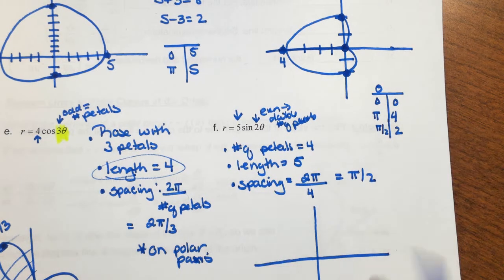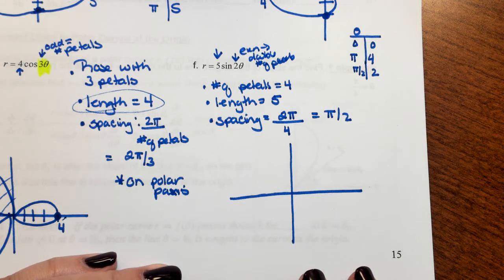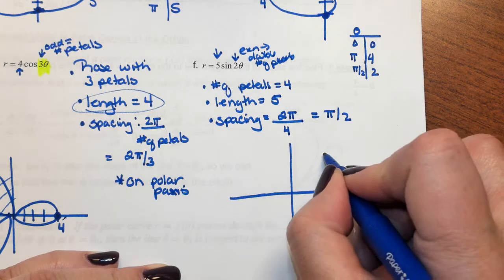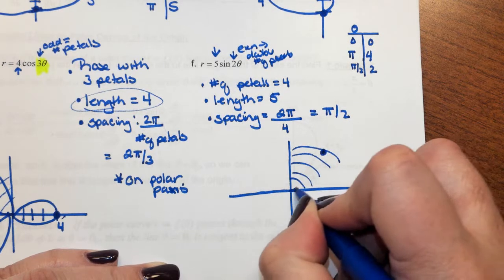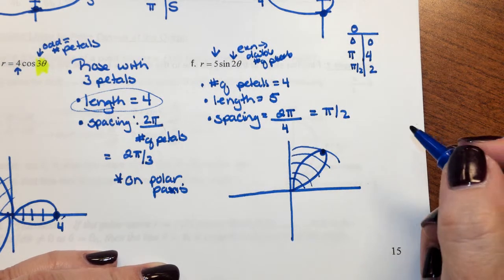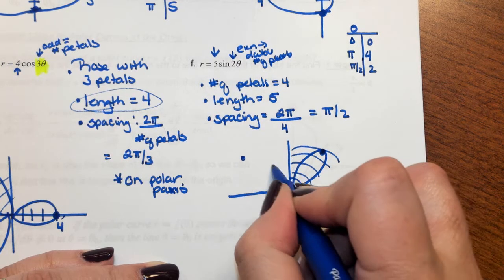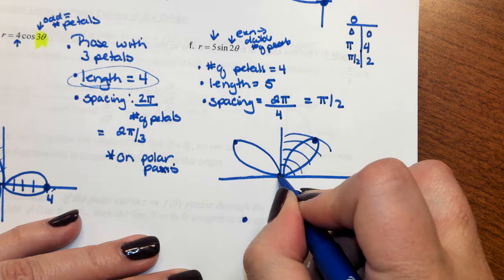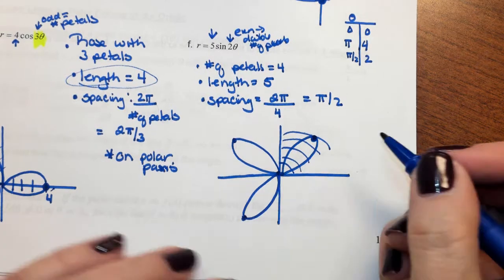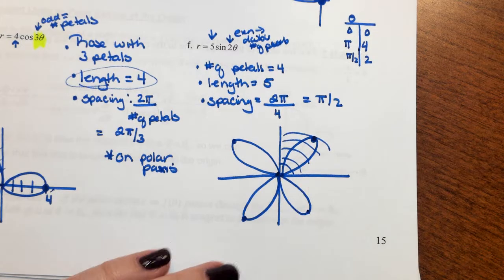And again, if it's a sine, there's going to be no petal on the polar axis. So since I have 4 petals and they're each placed pi over 2 units apart, the tip of my first petal, 1, 2, 3, 4, 5, is going to be at pi over 4. So there's my first petal. Another pi over 2 units away is going to put me over here in quadrant 2 at 3 pi over 4. And then down here in quadrant 3 would be at 5 pi over 4. And then in quadrant 4 it would be at 7 pi over 4. So that's how you graph the special polar curves.